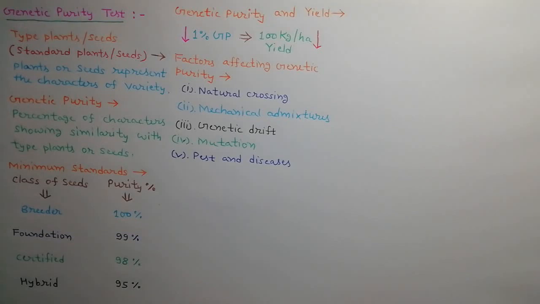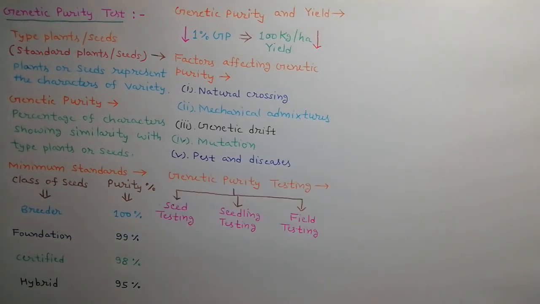There are four main factors which can affect the genetic purity. Natural crossing: more natural crossing leads to a decrease in genetic purity. Mechanical admixture: more physical impurities present in the seeds lead to a decrease in genetic purity. Genetic drift can also decrease the genetic purity. Natural mutations are very rare, but when they occur, they also lead to a decrease in genetic purity. Pests and diseases are also main contaminants of genetic purity.